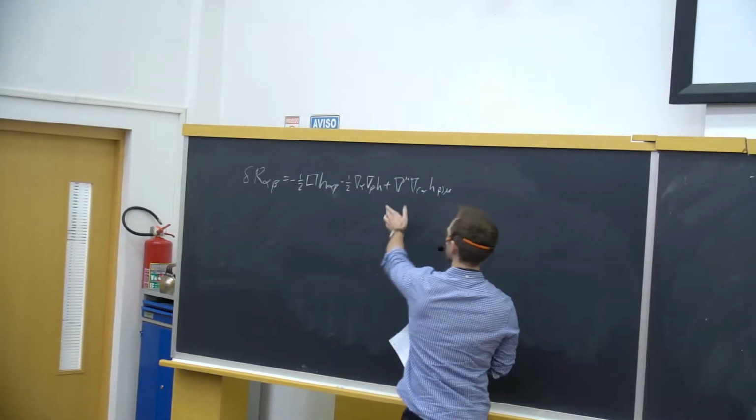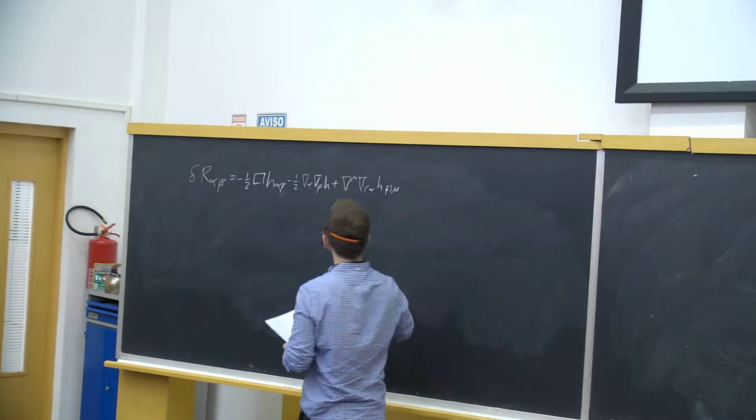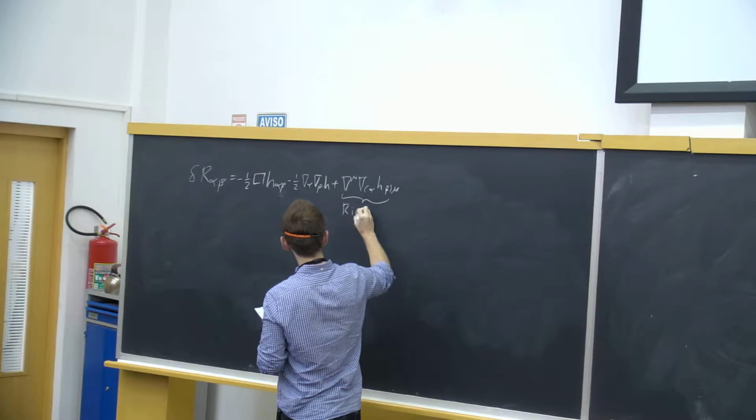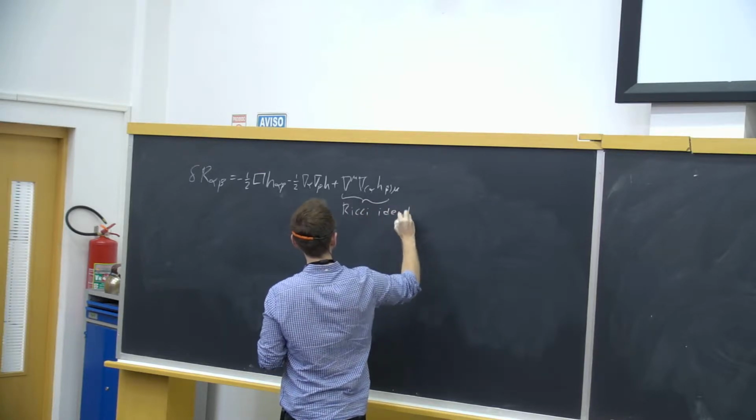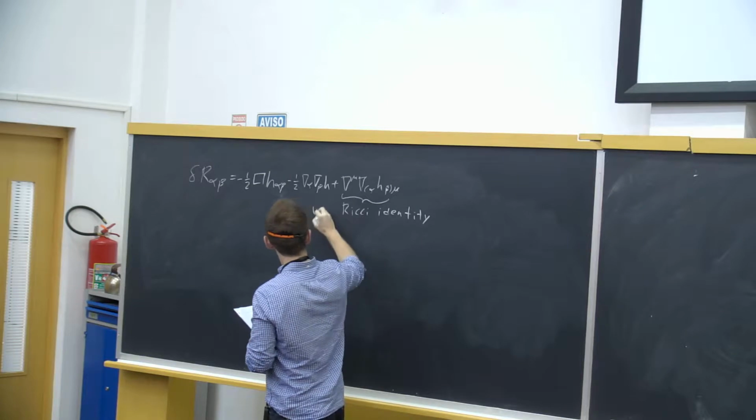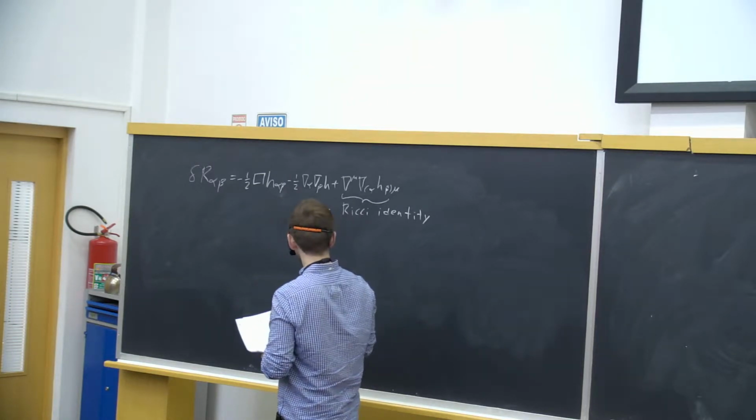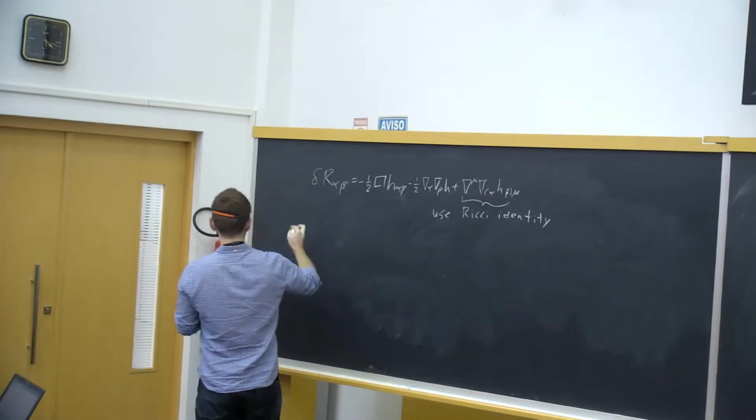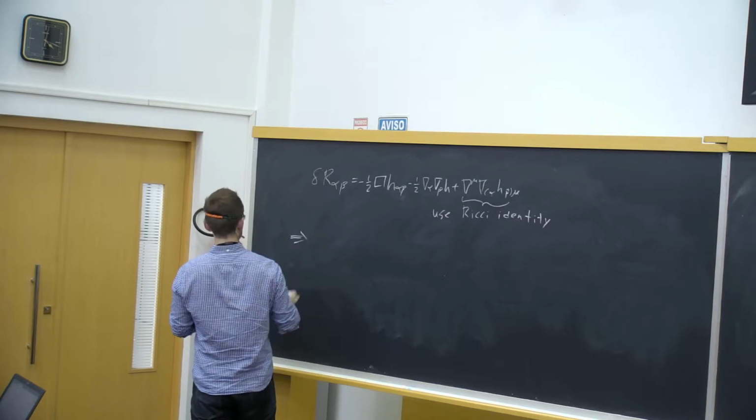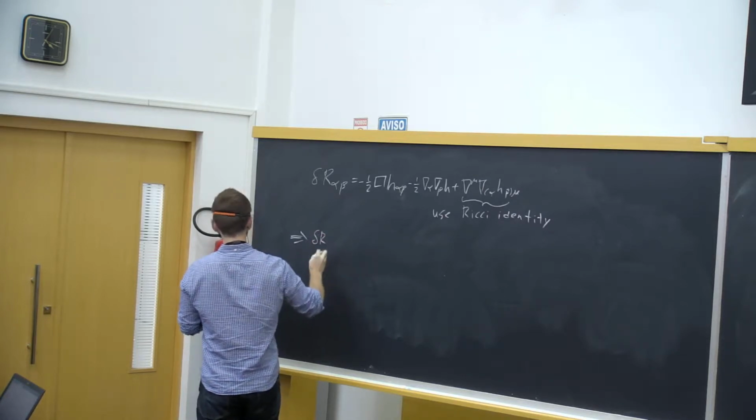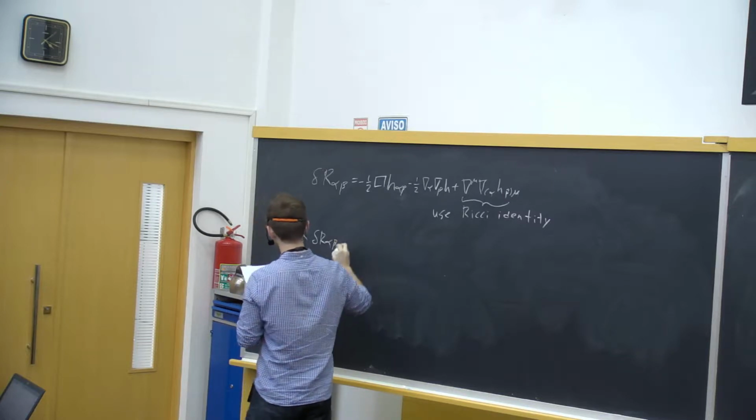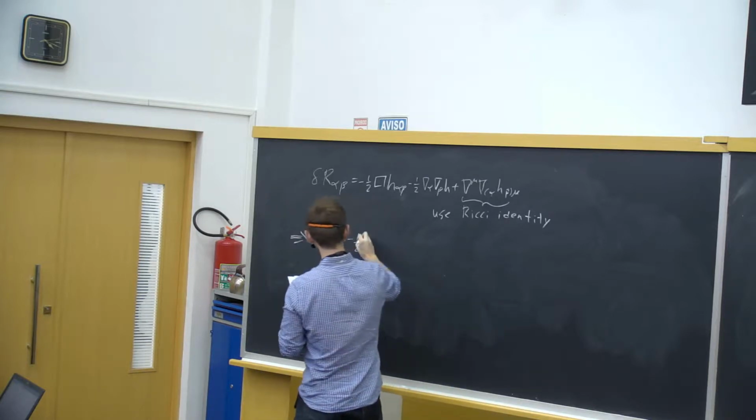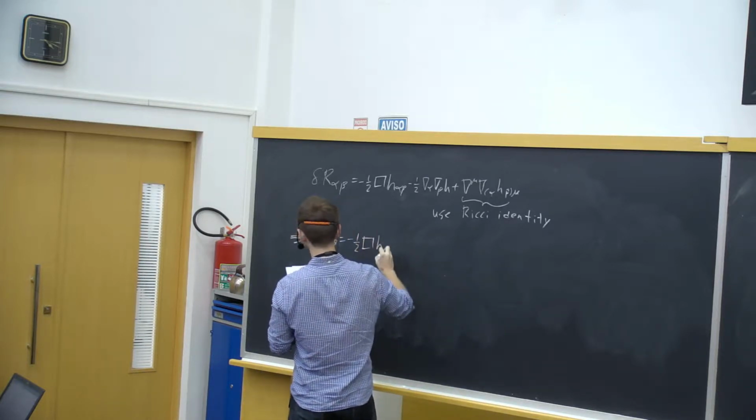So I want to swap the order of these two derivatives. So I'm going to use the Ricci identity to swap those derivatives. I won't go through the calculation, but you can double check it if you like. When we do that, we end up with an expression that actually looks a bit more complicated, but it will be useful in a second.